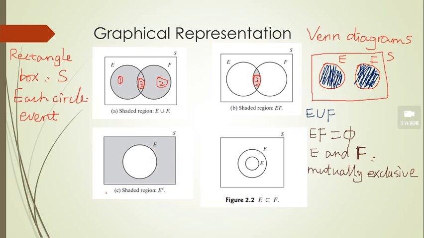Now, part C. If we have the event E, what is E's complement? E's complement is also an event. It should be all the outcomes in the sample space but not in E, so we shade all the part except the circle. That is E's complement. By the way, what is E and E's complement?